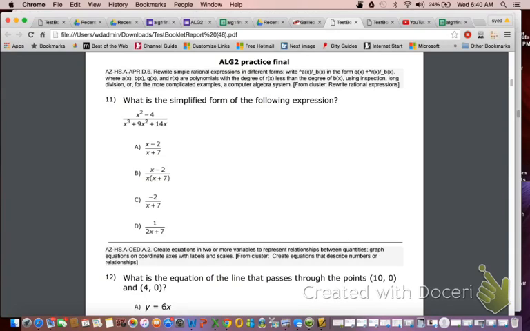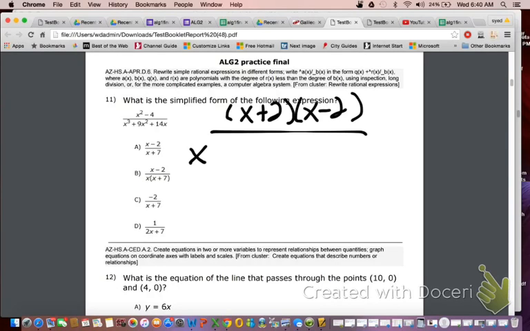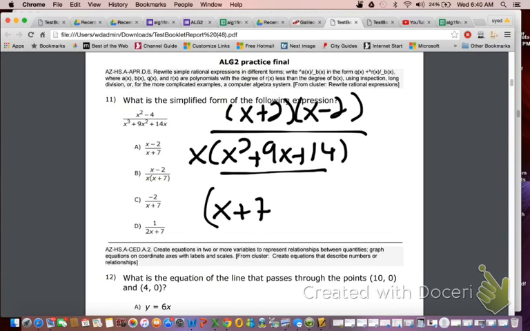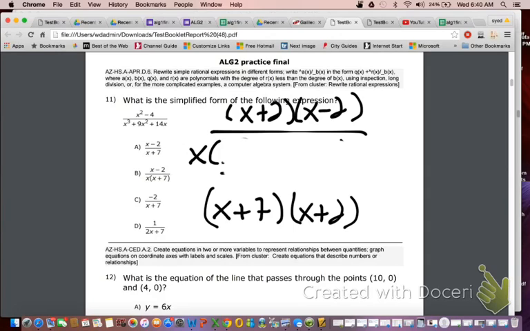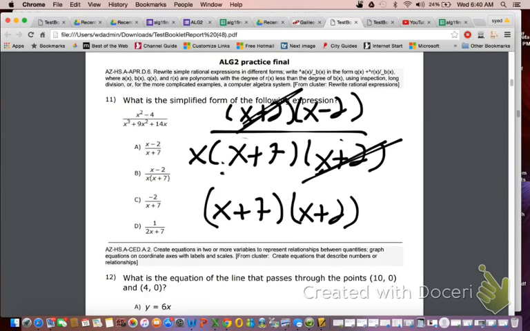Okay, here we can use difference of squares for the numerator. I can factor it as x plus 2, x minus 2. And in the denominator I can factor out an x. Now, this can be factored as 7 and 2. Okay? So what I'm going to do is erase this and factor it as 7 and 2. Why is this good? Because this is going to cancel with that.